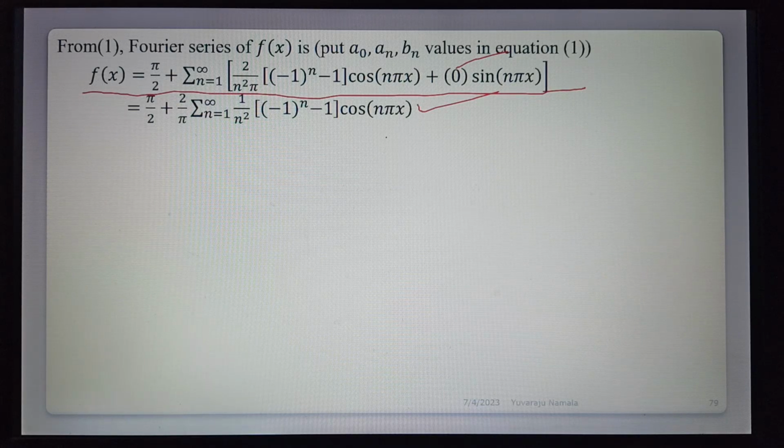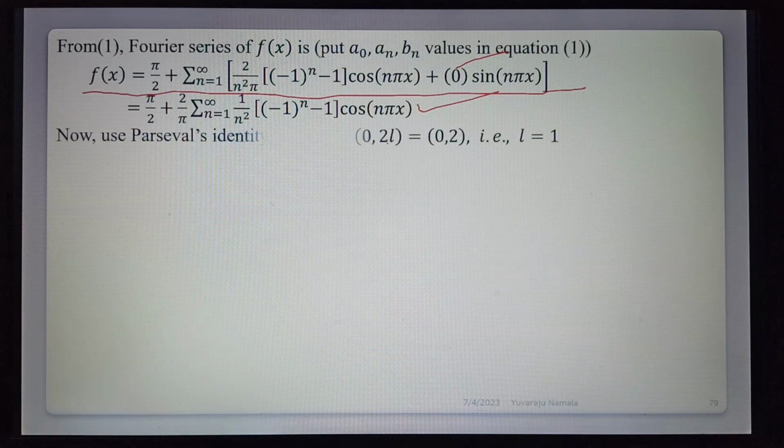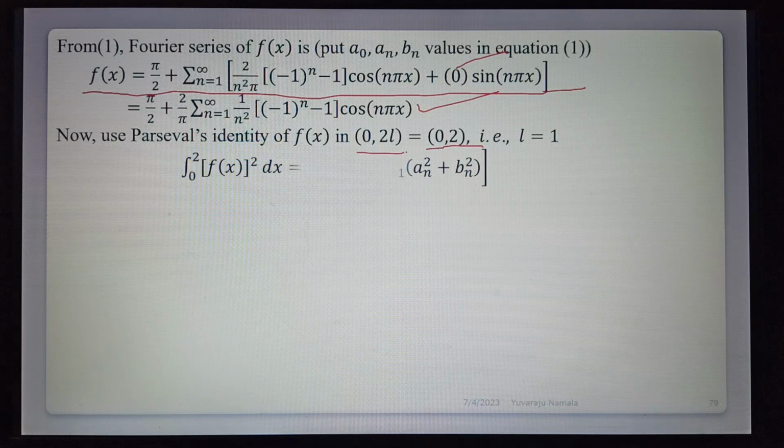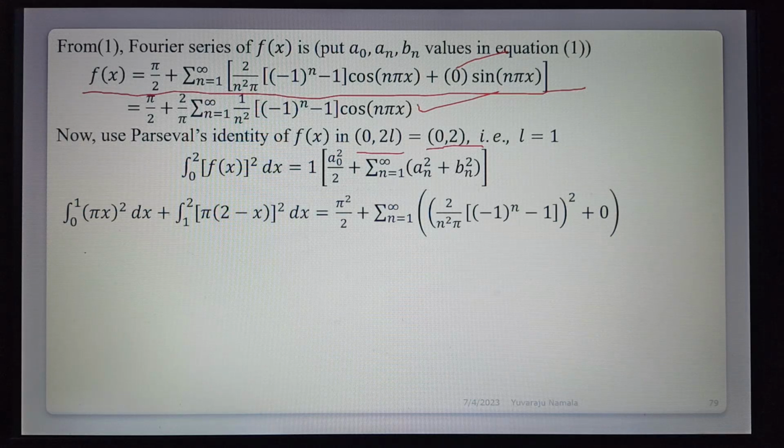Next, by using Parseval's identity, show the given condition. Okay, so here is Parseval's identity in the interval 0 to 2, that is, the interval 0 to 2L. So integration 0 to 2 of f of x whole squared into dx, L is equal to 1. So a naught squared by 2 plus summation n is equal to 1 to infinity of a_n squared plus b_n squared. But for 0 to 2, the integration is the same.